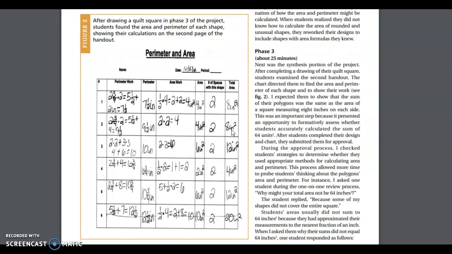Phase 3 is the synthesis part of this project. Here they were actually finding the area and perimeter of each shape, as you can see in figure 2. This was the handout that they were given, and here's where they can show their work. Also during this phase, the teacher was checking students' strategies by using the one-on-one review process to determine whether they were using appropriate methods for calculating area and perimeter.